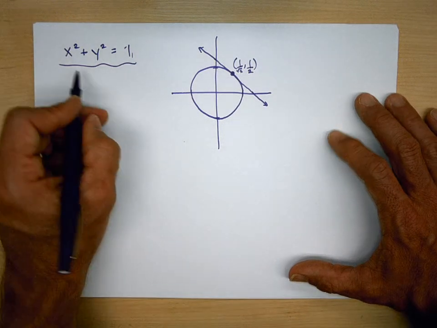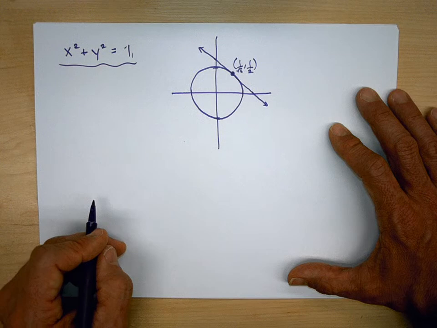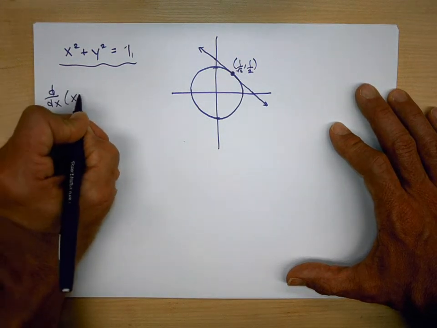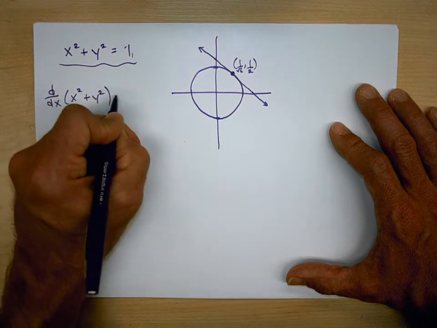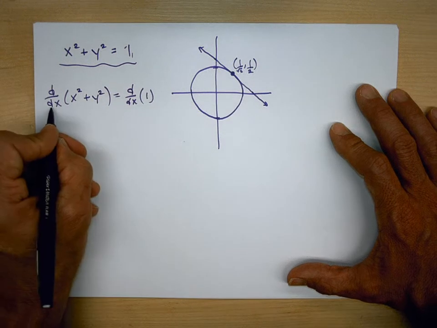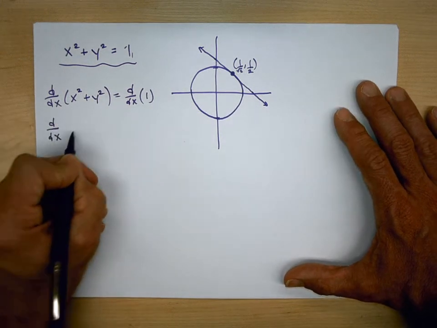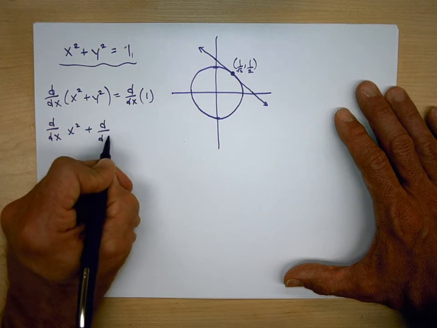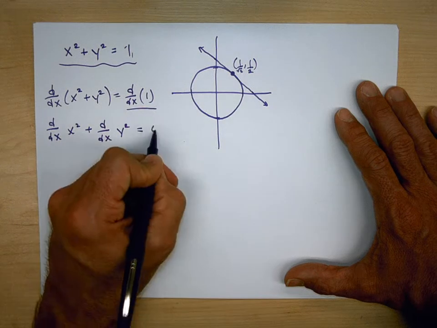Anyways, let's take a look at how we would find the slope of the tangent line, which would be the derivative. So we would take the derivative with respect to x of x squared plus y squared equals the derivative with respect to x of 1. The derivative of the sum is the sum of the derivatives, so I can rewrite this as the derivative with respect to x of x squared plus the derivative with respect to x of y squared equals, and we know the derivative of the constant is 0.